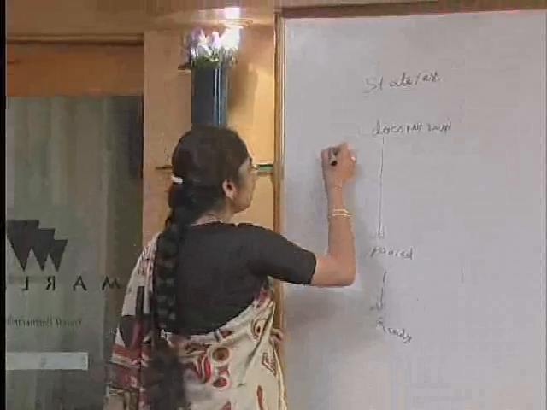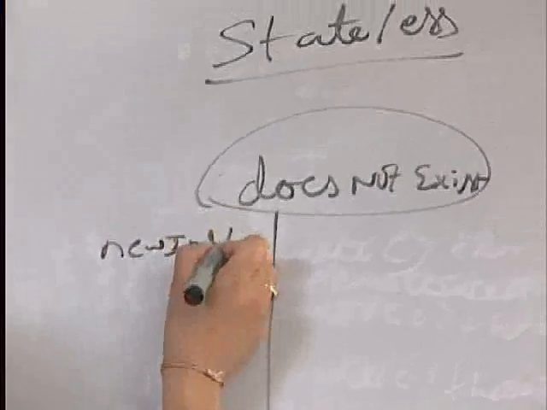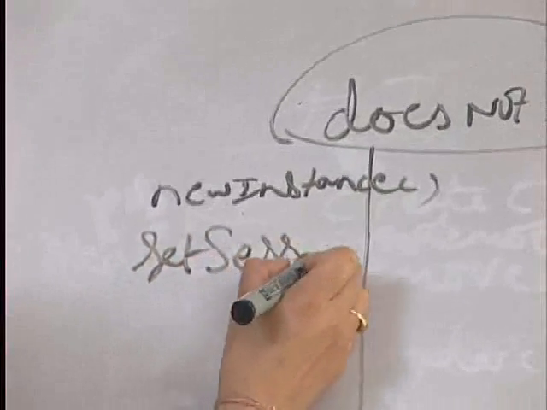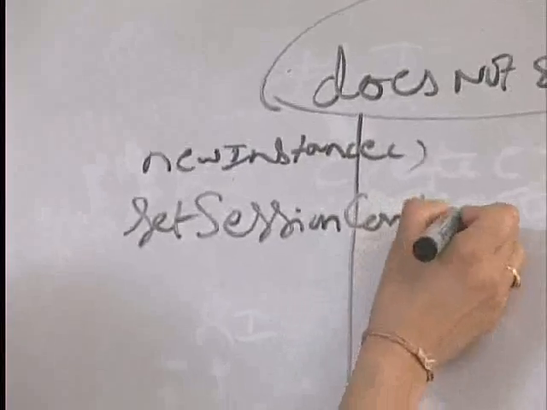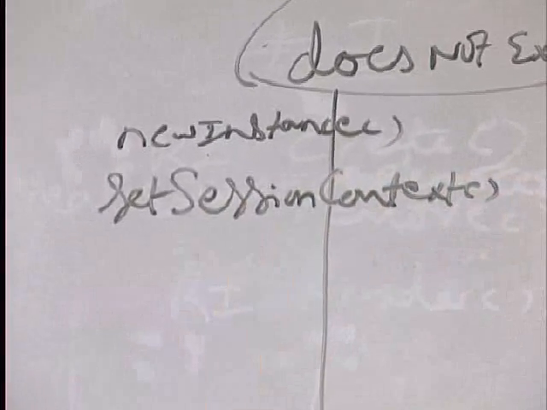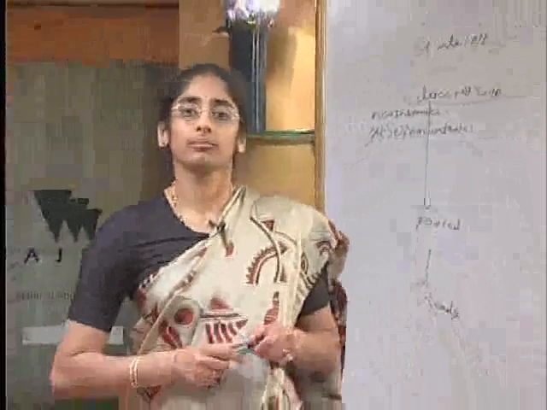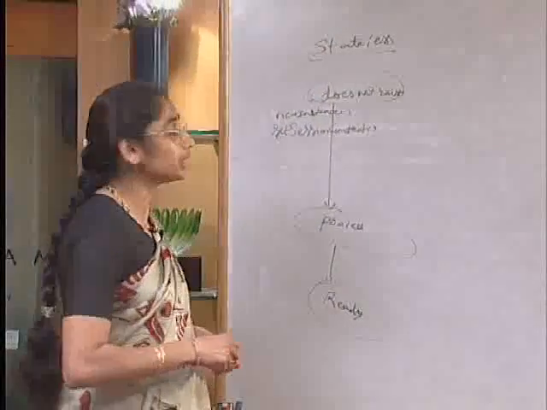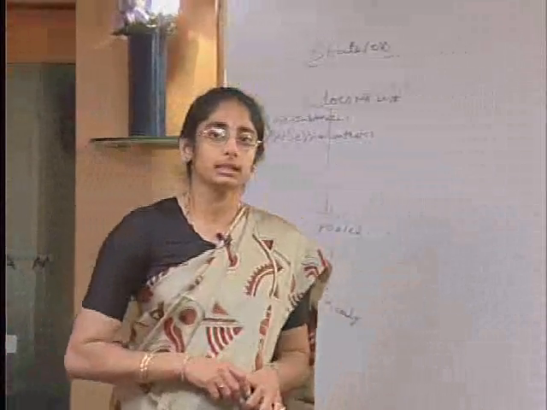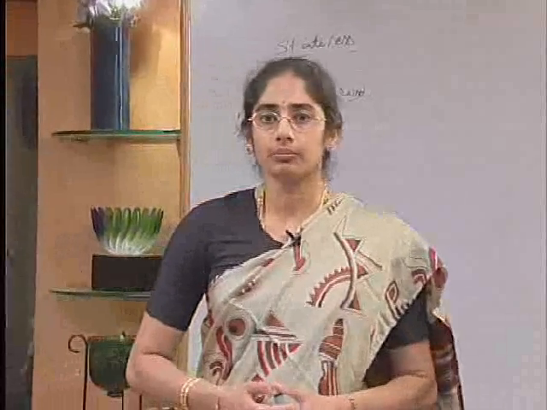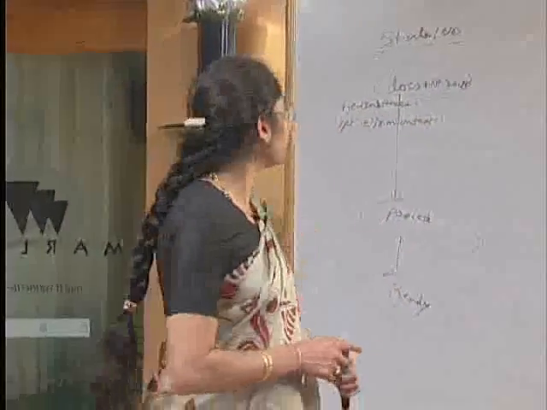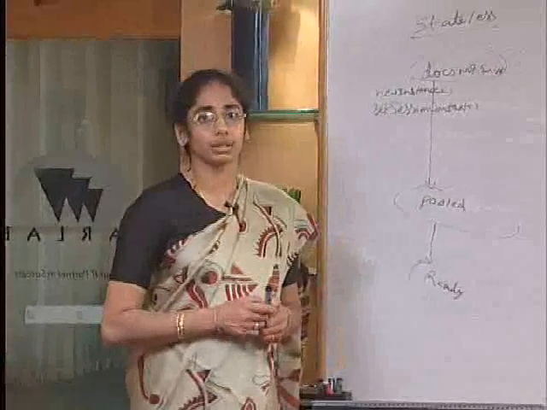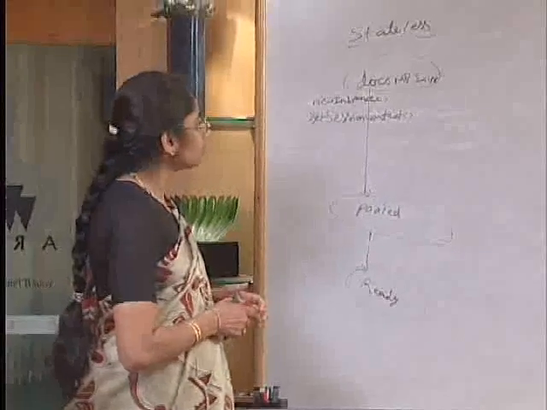So here a new instance is created, set session context is called. The context identifies the type of bean and it initializes the environment. From the context, we can find out details regarding the authentication as well as the type of objects, the home object of the component, the remote object of the component. So set session context is called.